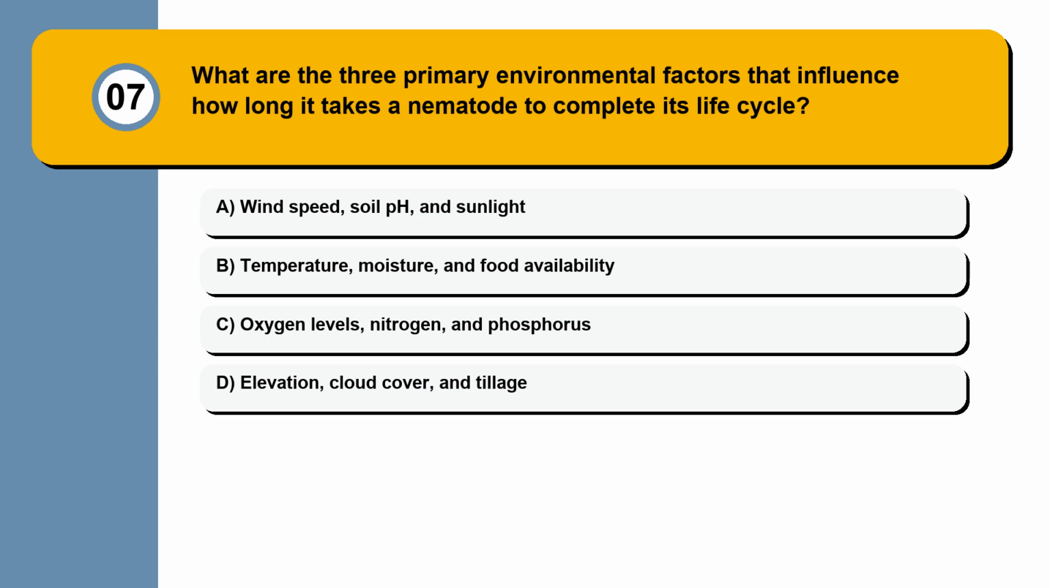Question 7. What are the 3 primary environmental factors that influence how long it takes a nematode to complete its life cycle? Wind speed, soil pH, and sunlight. Temperature, moisture, and food availability. Oxygen levels, nitrogen, and phosphorus. Elevation, cloud cover, and tillage.